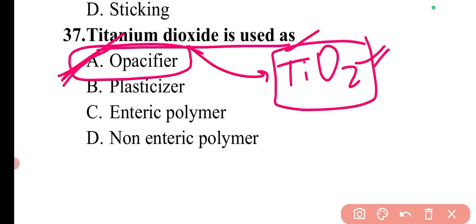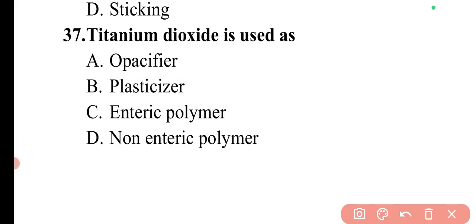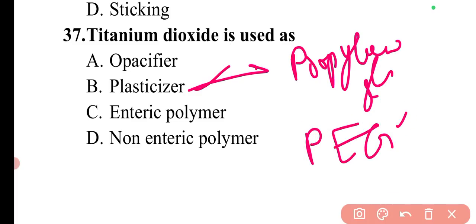So why are opacifiers used? Opacifiers are basically substances which are added to the material in order to make the ensuing system opaque. If we need to make the system opaque, then we need to add the opacifiers. There are several other ingredients of the tablet coating formulation, which include plasticizers. There are different examples of plasticizers like propylene glycol or polyethylene glycol. These are the plasticizer examples.